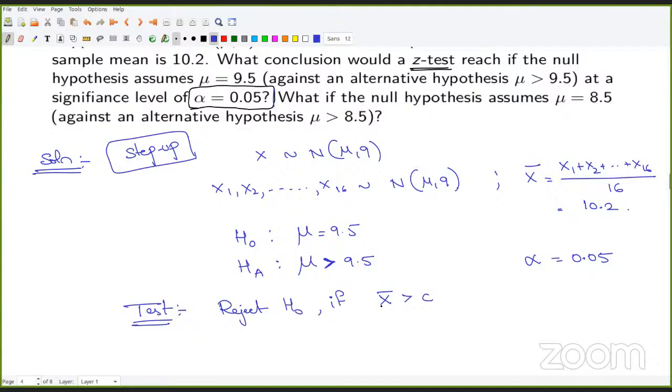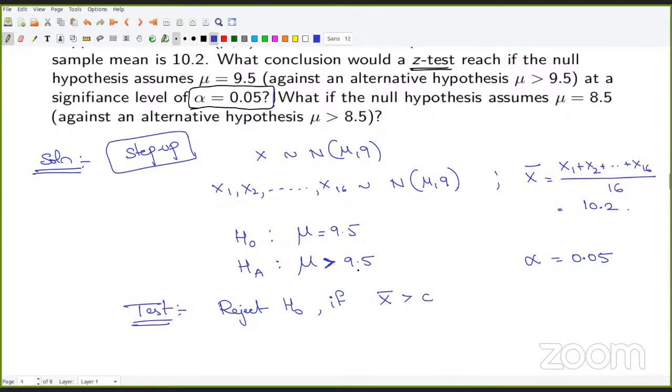So mu is not 9.5, it is higher than that. So the alternative will become true if you do this test. It is between either greater or equal. If it is greater, then equal to will not hold, so that means the alternative should be true. So that is how you define your test. So this is what the test is now.